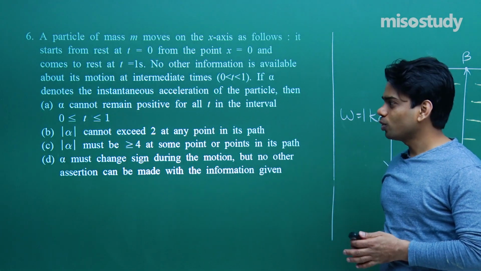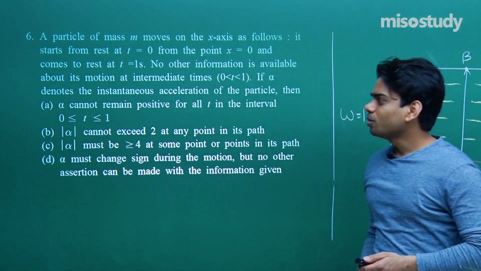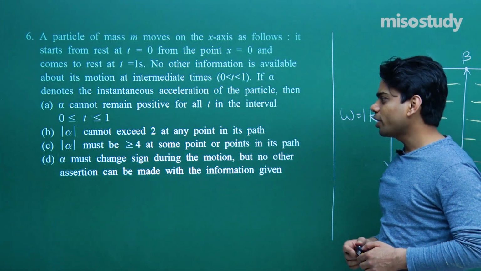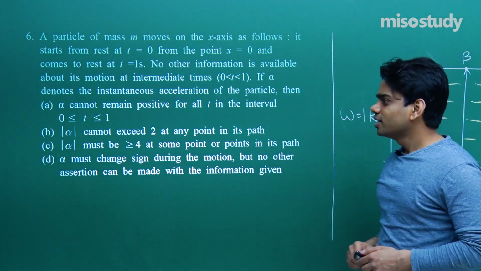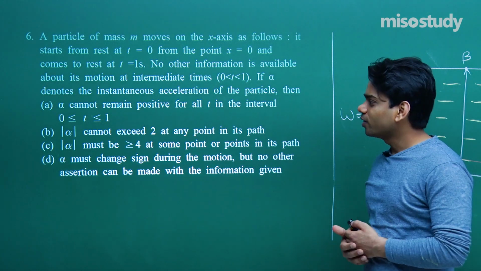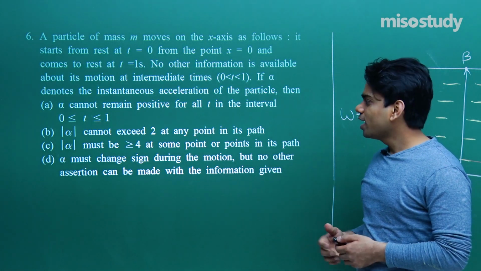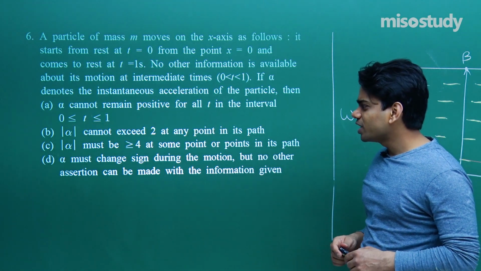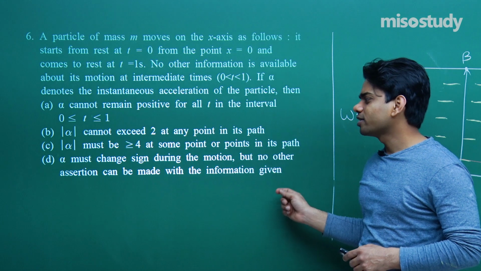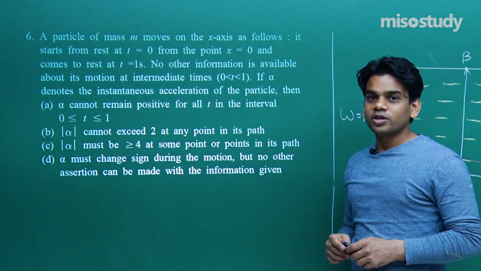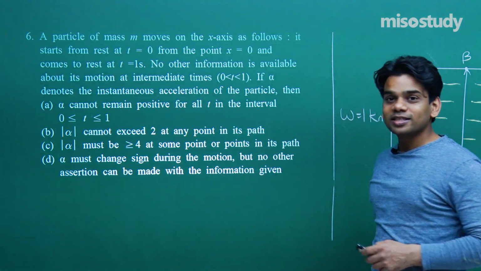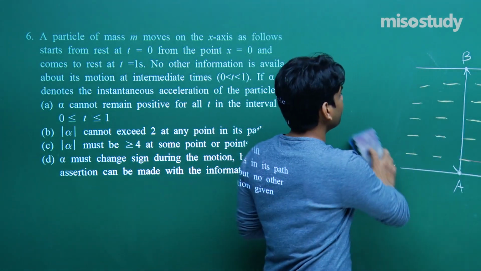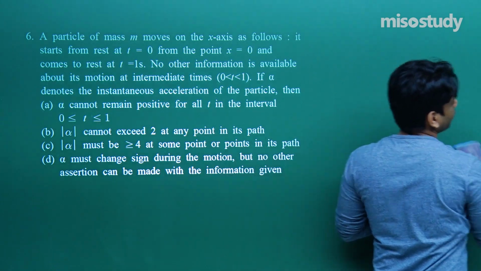That is, time is running from 0 to 1, as you can see here. Option B: modulus of alpha, that is the magnitude of alpha, cannot exceed 2 at any point in its path. We'll check that. Option C: modulus of alpha, the magnitude of alpha, must be greater than or equal to 4 at some point or points in its path. We'll check that also. Option D: alpha must change sign during the motion, but no other assertion can be made with the information given. So let us check all the options. Just have a quick look at the question once again, and I will clear the board and we'll start as you read the question once again.